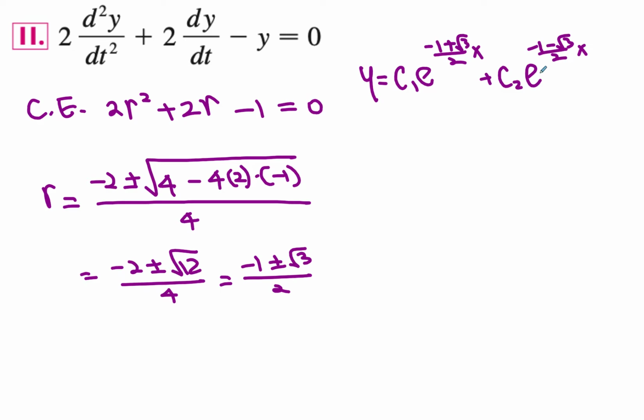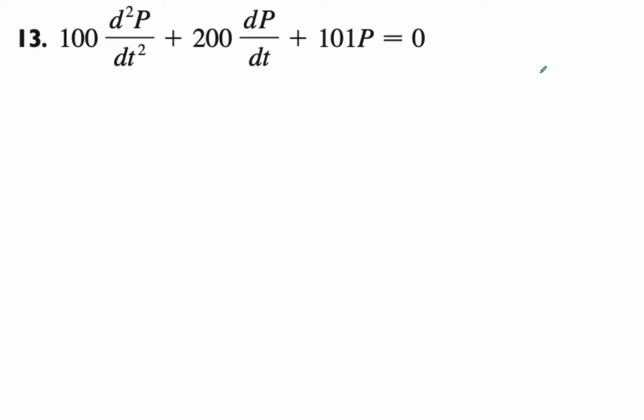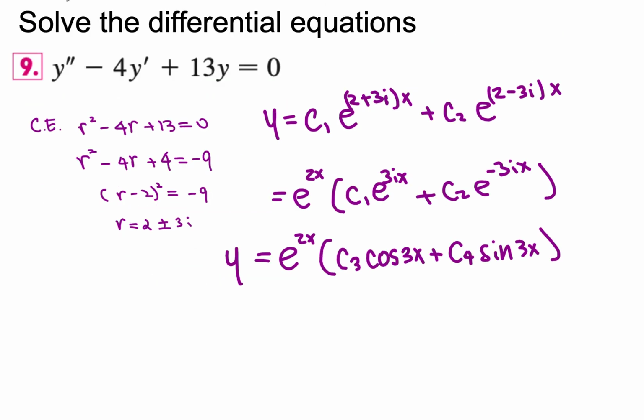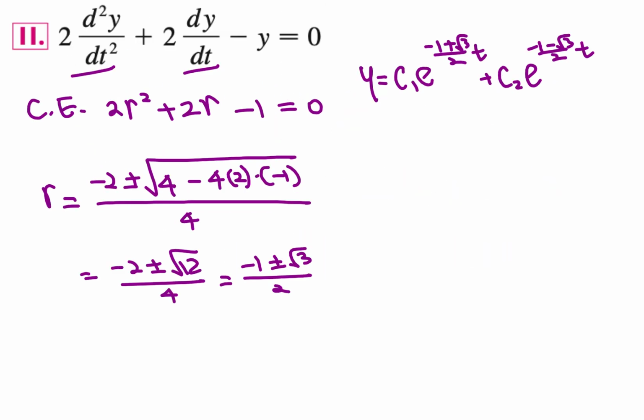How about number 13? In the case of number 13, you can see that my characteristic equation would be 100r squared plus 200r plus 101 equals 0. Oh, actually, in the previous questions, everything was in terms of t. Sorry, so I'm going to change that to be in terms of t, instead of x. Let me check the previous question. Oh, it didn't really matter. So, all right.